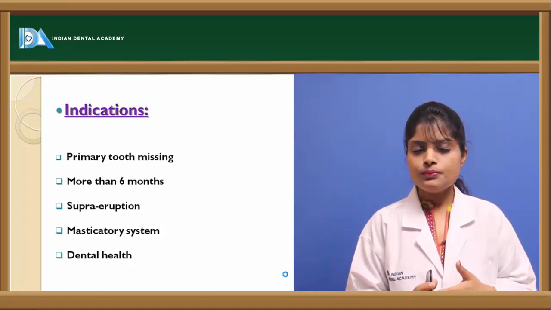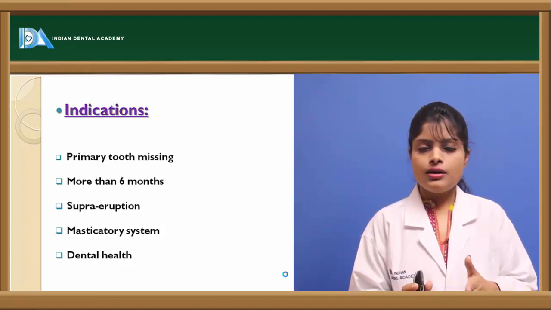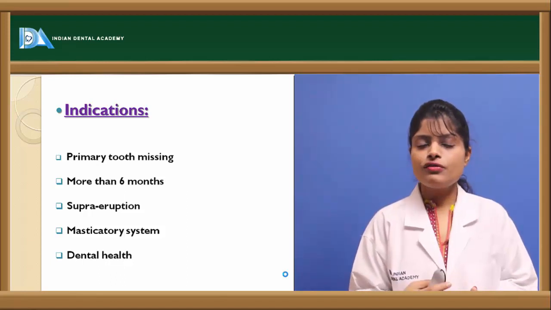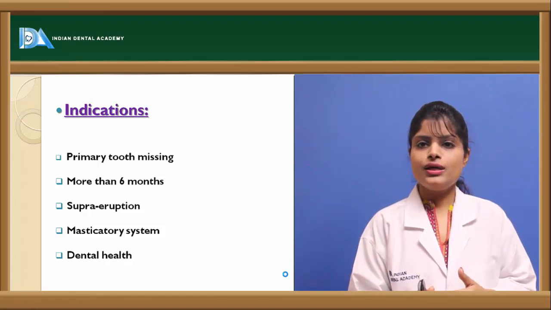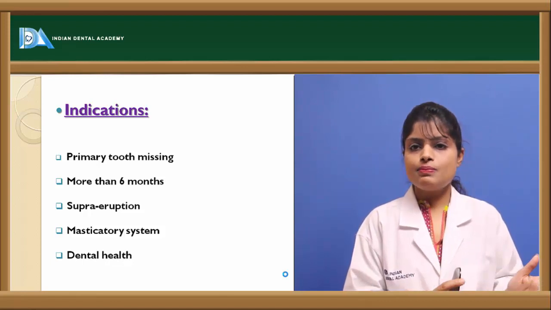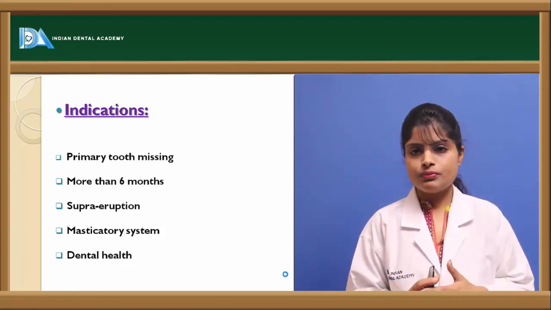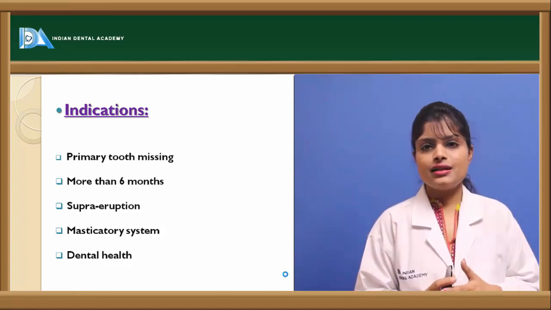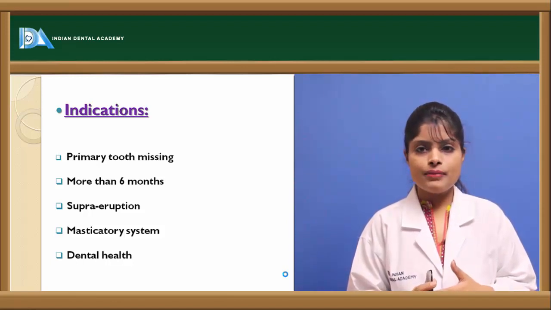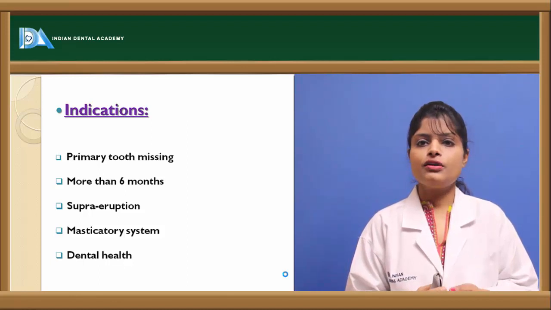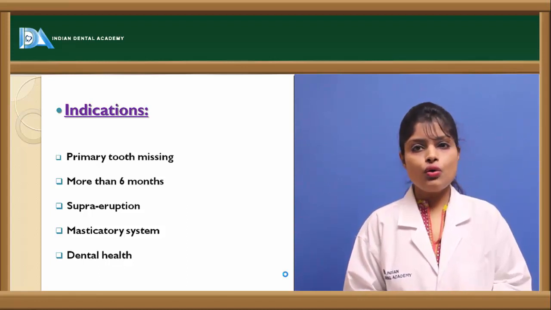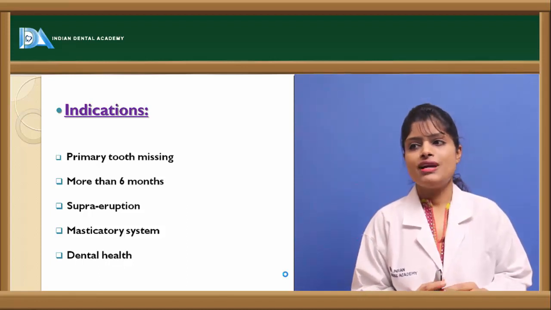the arch. Now, if the time before the eruption of the permanent successor is between 6 months to 2 years, we can use the space maintainer in the space which is present. It is also indicated in the case of supra-eruption of teeth. For example, if there is a tooth loss from a particular space, the opposing tooth will supra-erupt in that space. So, in order to preserve that space, we use a space maintainer.